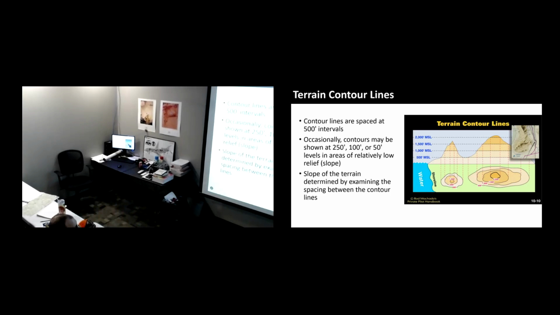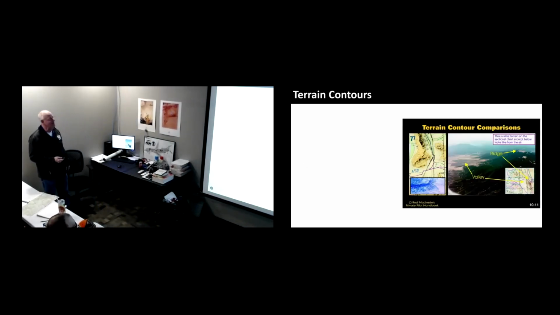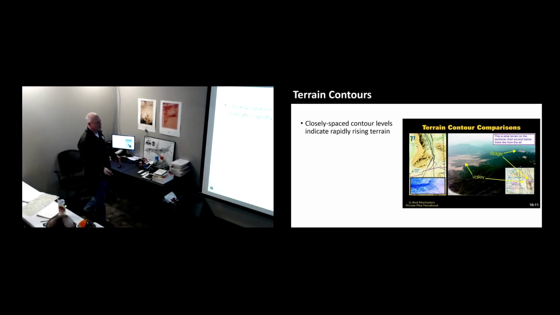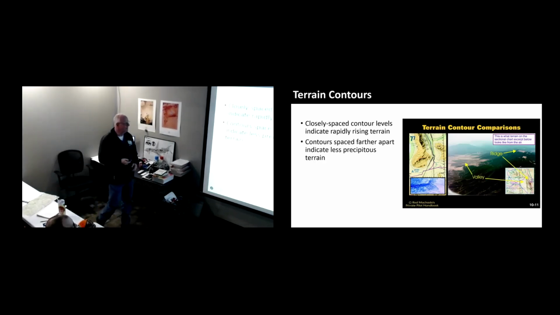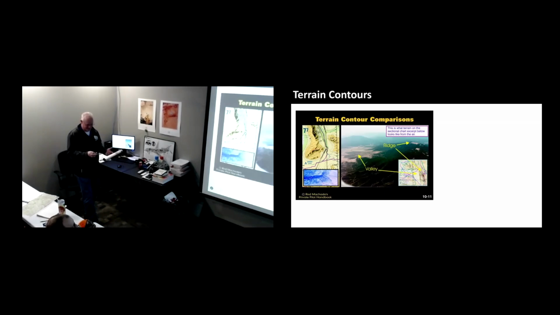Okay, and this is showing here, when you're at the top, it's the darker color. It extends further out this way, but it's much steeper on the north and south side. All good so far? Okay. And this thing's working, so I'm happy. Okay. Closely spaced contours, rapidly rising terrain. Okay. Farther apart, less precipitous.